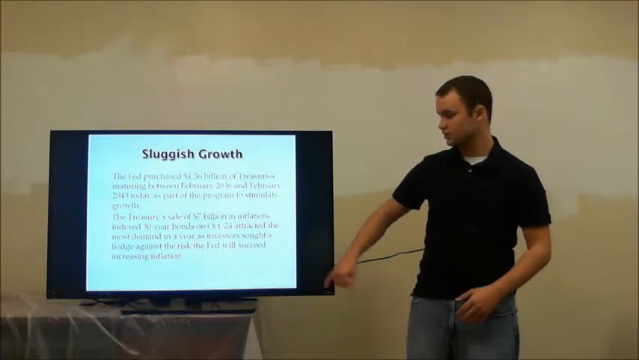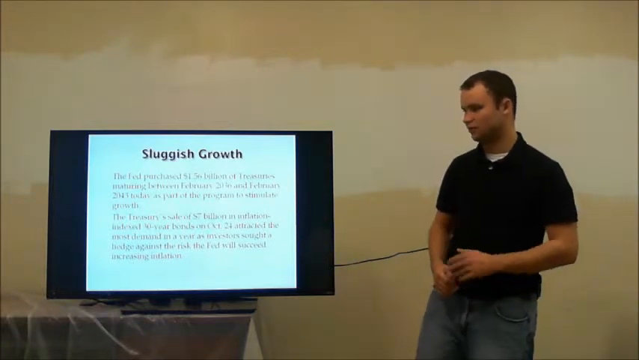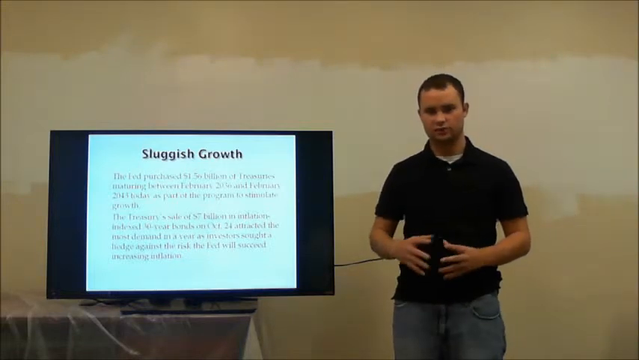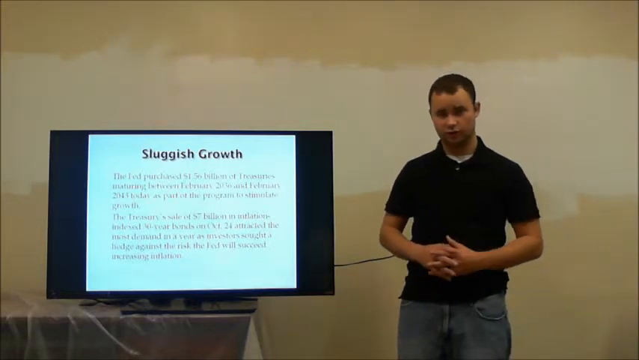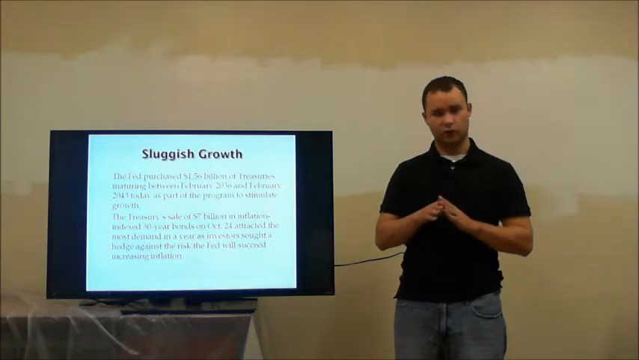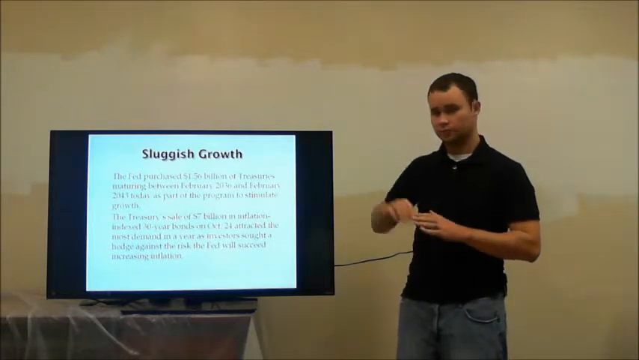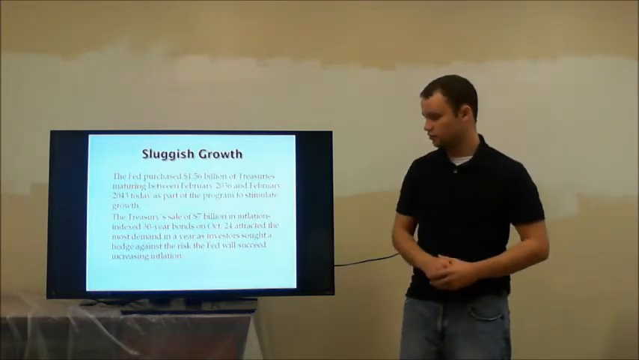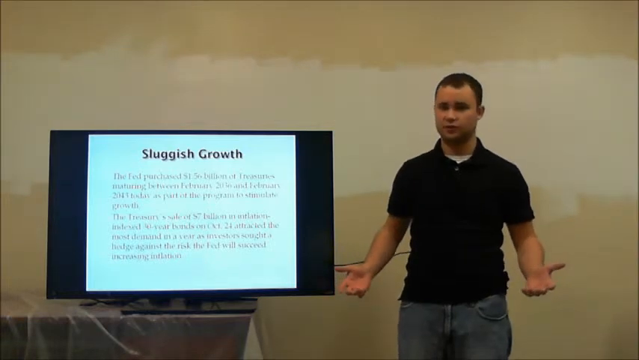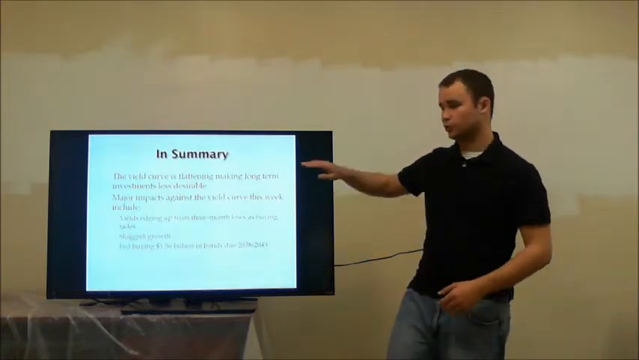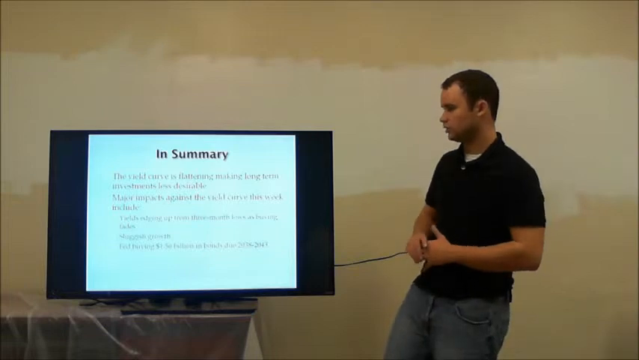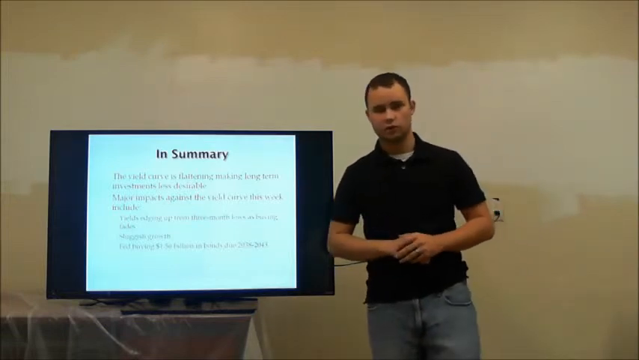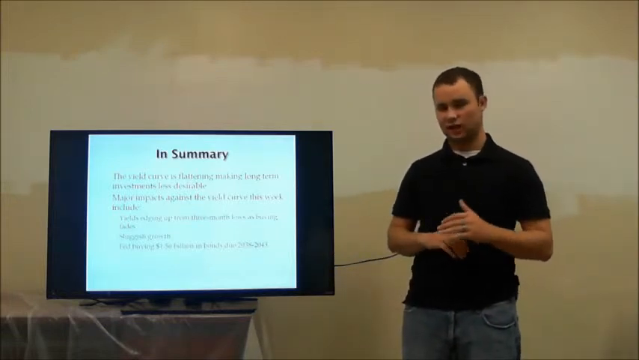Now, there was a sale of $7 billion in inflation index 30-year bonds, otherwise known as TIPS. That was done also on Thursday, October 24th, and that is also where we saw our interest rate go up slightly. And we did this in order to hedge the risk because of course we're always going to have inflation. It's inevitable. So in summary, going through, our yield curve is flattening, making our long-term investments less desirable.